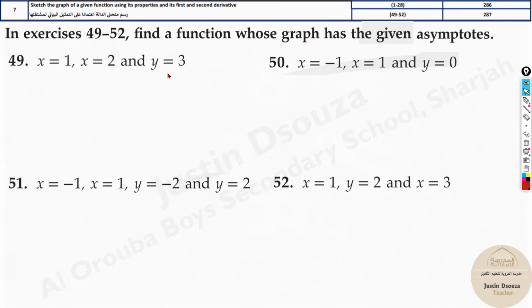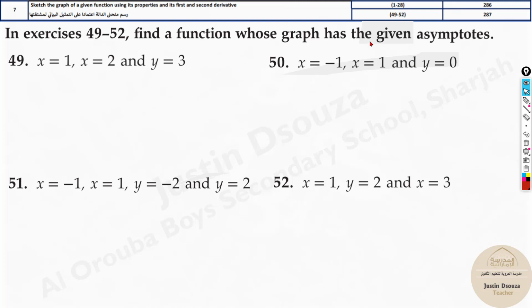In question number 7, there is another different type of topic, which is from 49 to 52. Here, they have given you the asymptotes and then asked you to give a possible graph. If we move to the last 4 questions of question number 7, we can see that there is a different type of problem. We need to write a possible function for the given asymptotes.